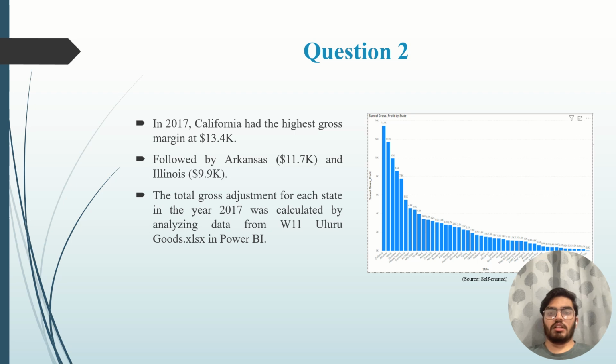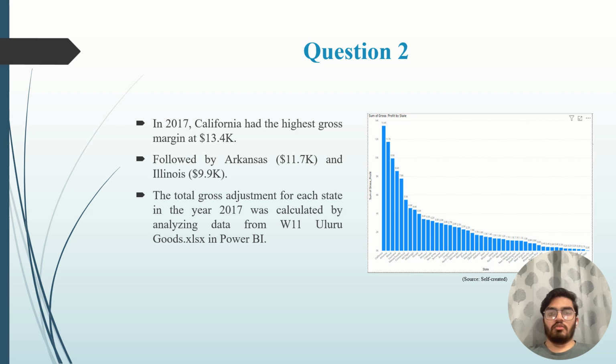After importing the dataset into Power BI, I used a bar chart to visualize the sum of gross profit by state. To do this, I filtered the dataset for the year 2017 and then placed the gross profit field in the value section and the state field in the axis. This generated a clear comparison across all states.